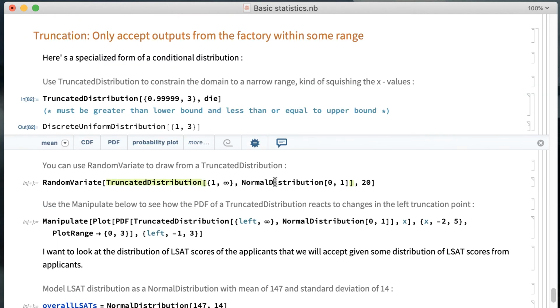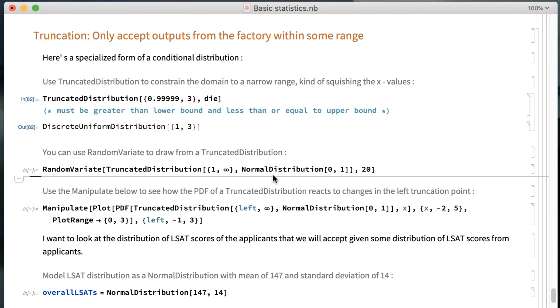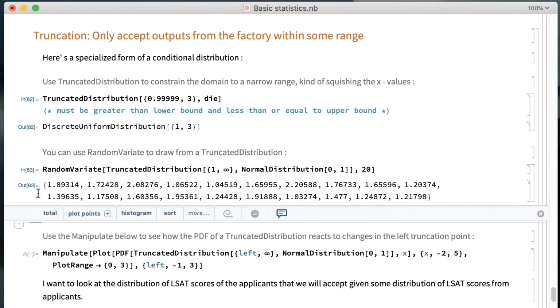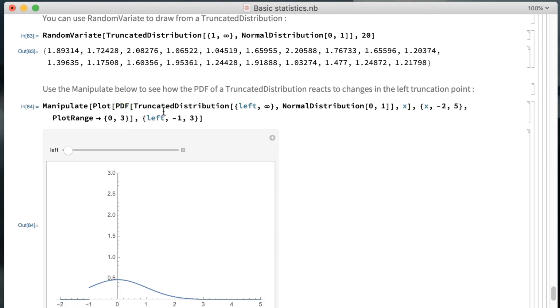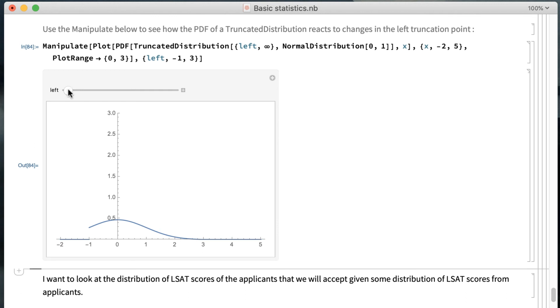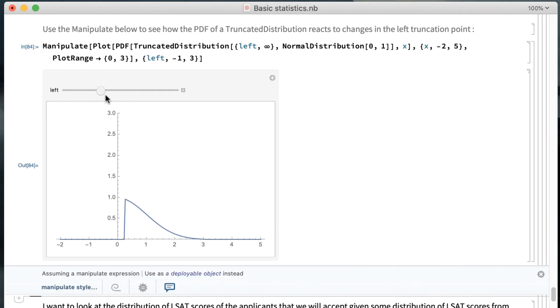You could also say, hey, I'm starting off with a normal distribution, but quality control says if it's less than 1, we don't want it. Anything greater than that's fine. That's why we've truncated at infinity. And let me see 20 draws from that. And you'll see that nothing that's less than 1 gets out of the factory. And so one thing we could do is to see what the PDF of a left truncated normal distribution looks like as we vary the truncation point. So I'm just going to draw my left truncation point across here.